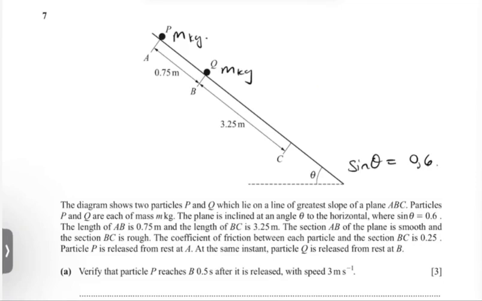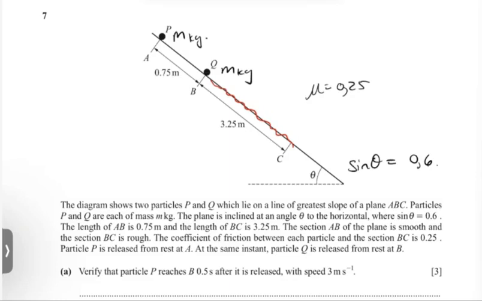Sine theta is 0.6. The length of AB is 0.75. The length of BC is that. The section AB is smooth and the section BC is rough. The coefficient of friction between each particle and the section BC is 0.25. So it's the same for both particles, which is helpful.